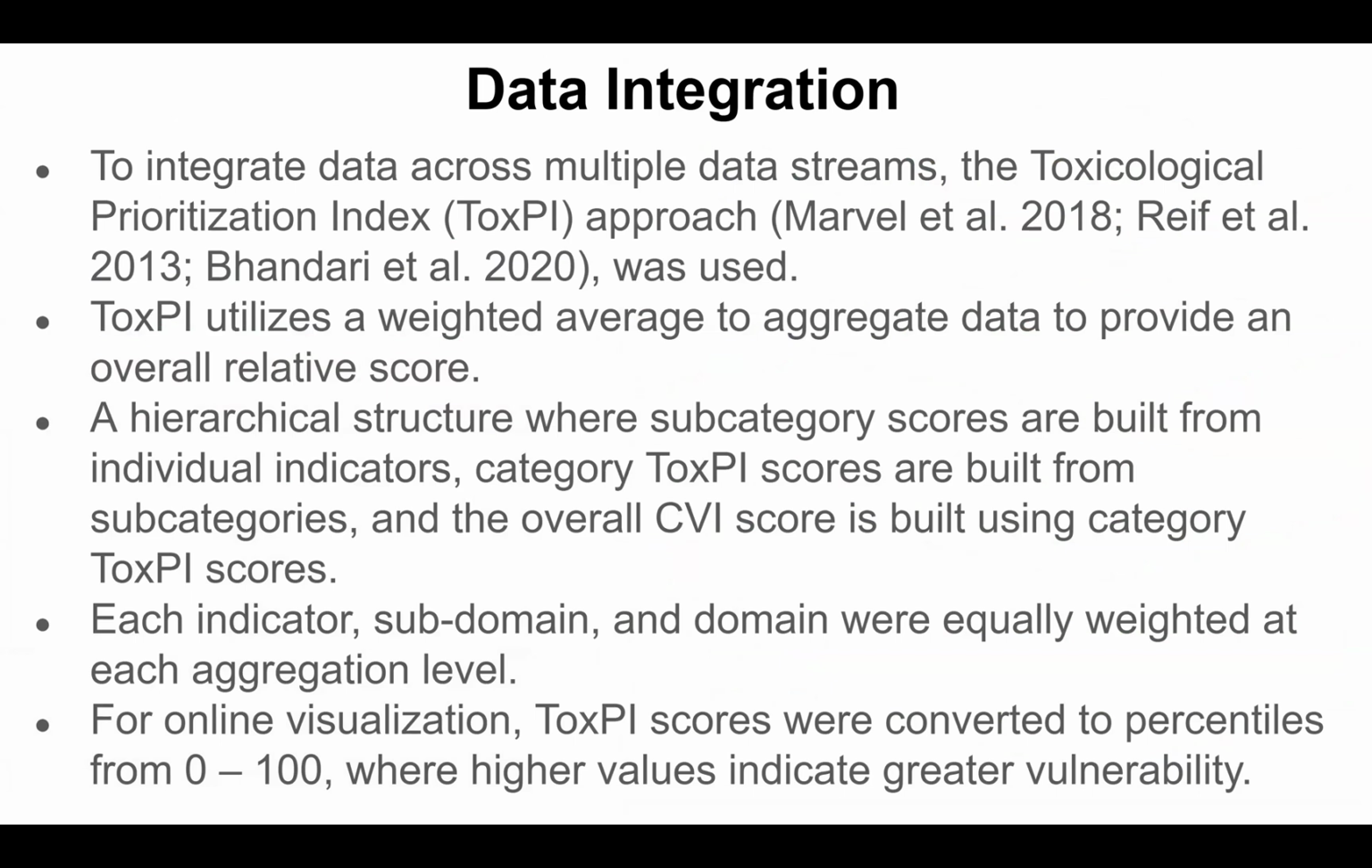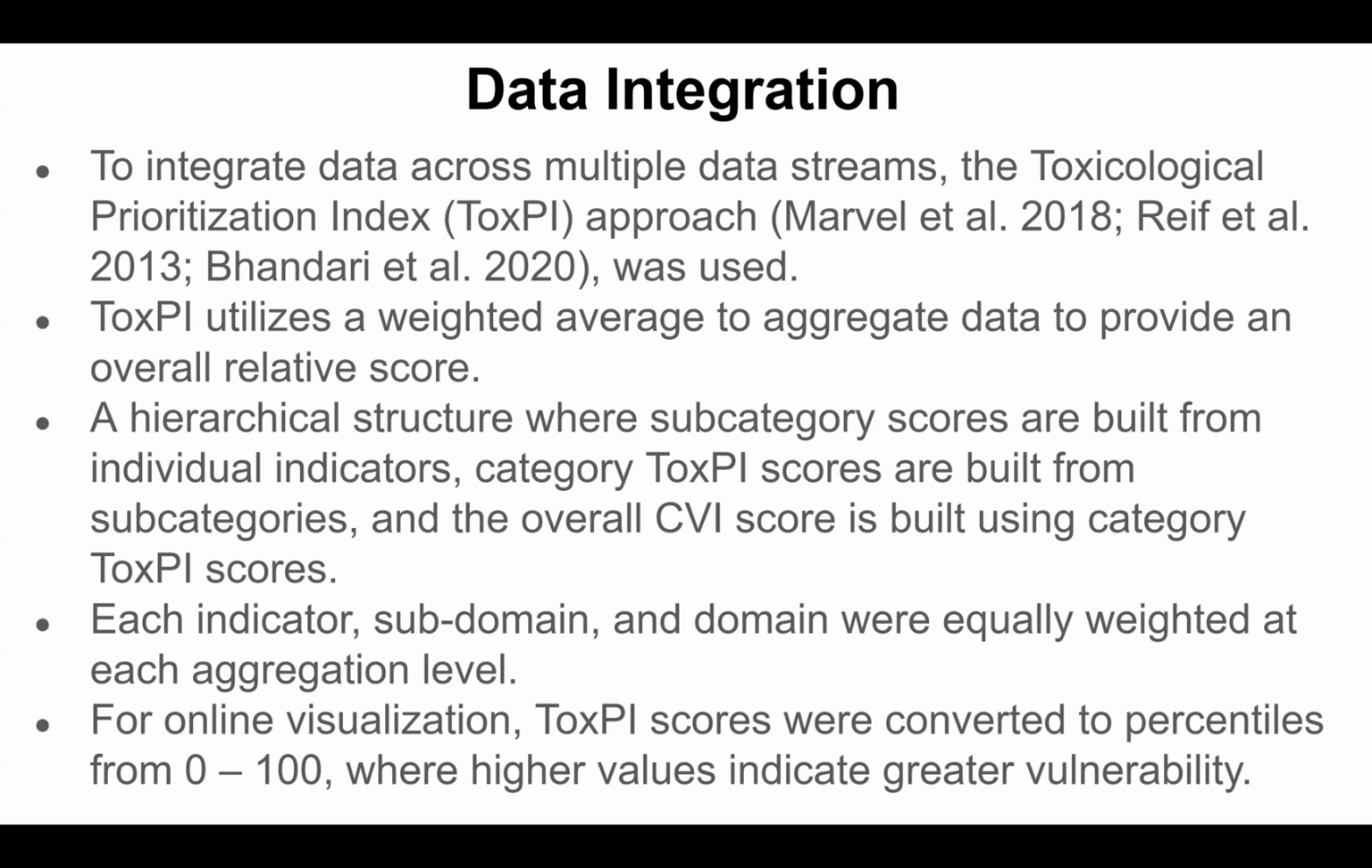The approach used to integrate all this data is the Toxicological Prioritization Index approach. This tool uses a weighted average to aggregate data to provide an overall score. It has a hierarchical structure where subcategory scores are built from individual indicators, category scores are built from subcategories, and the overall score is built using category scores. Each indicator, subdomain, and domain was equally weighted at each aggregation level.